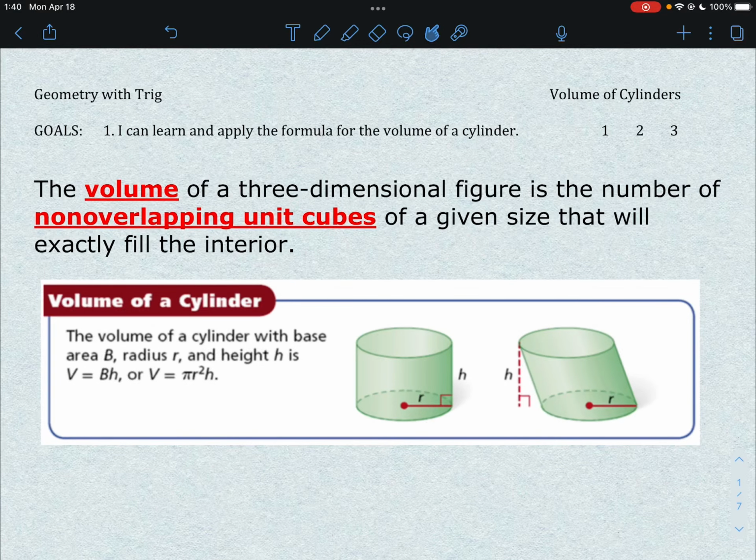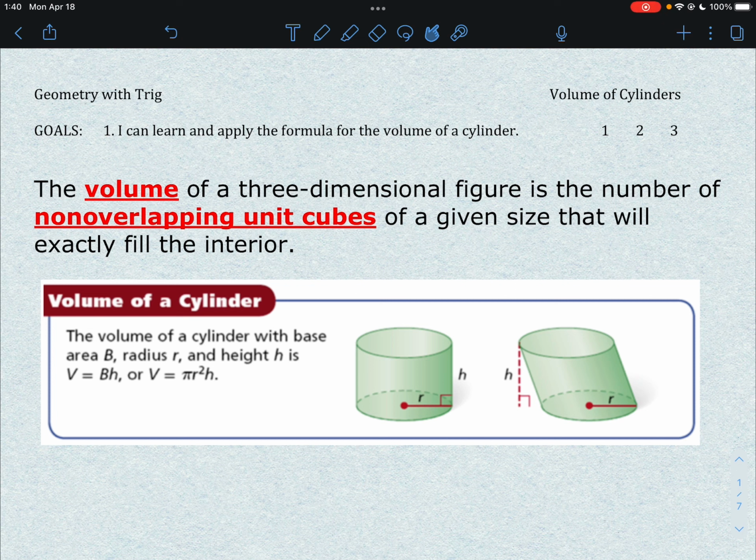Welcome to our final chapter of the year. In this unit, we are going to discuss the volume of three-dimensional figures. So let's start with what is volume. Volume of a three-dimensional figure is the number of non-overlapping unit cubes of a given size that will exactly fill the interior. So we're talking about filling up a 3D figure in this unit.